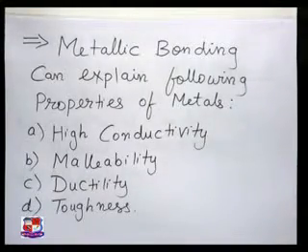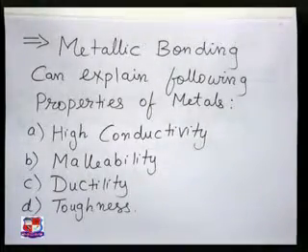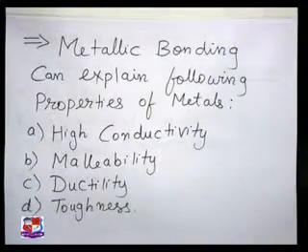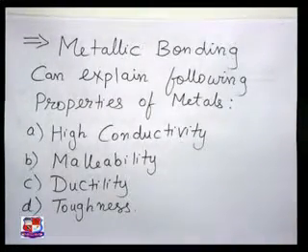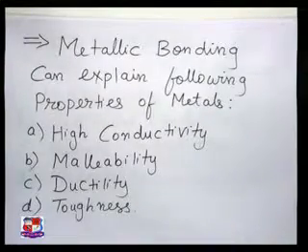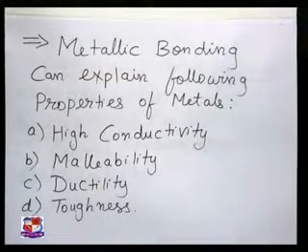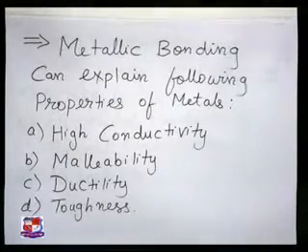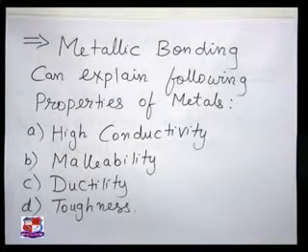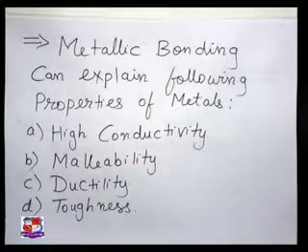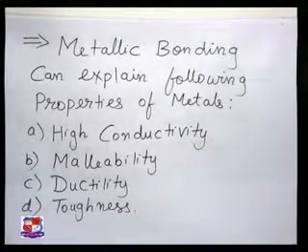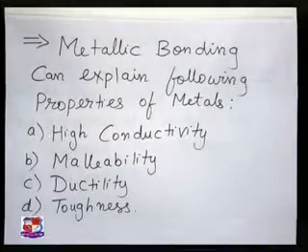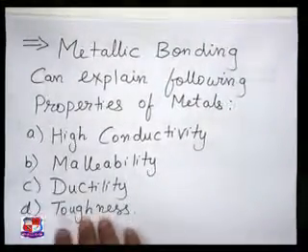Then the third property is ductility. What is ductility? It is the property of a metal to be drawn into wires. So malleability is related to sheets, ductility is related to wires. Now D is toughness. Metallic bonding can explain toughness. That can be one of the important properties in deciding the metals for industry.